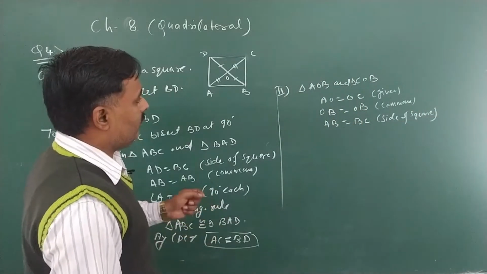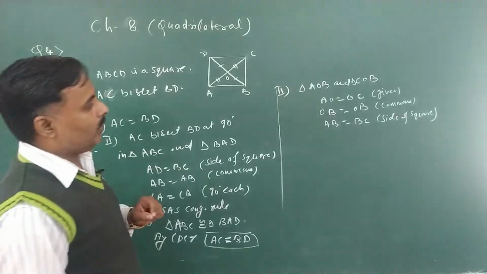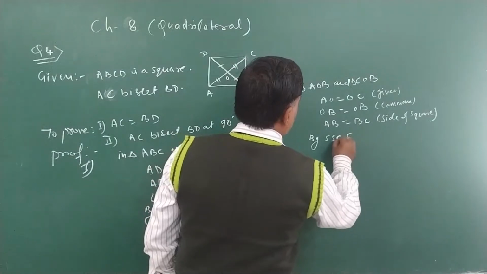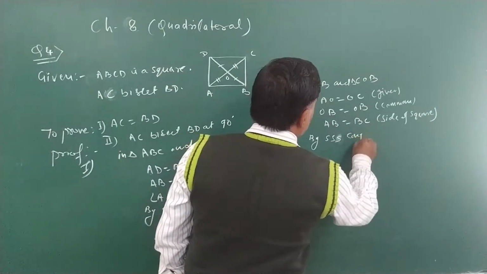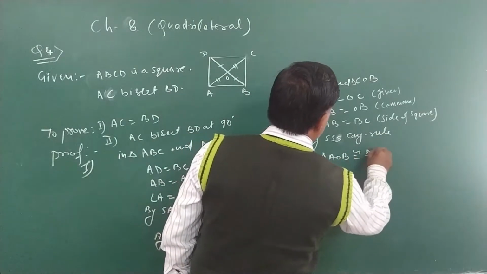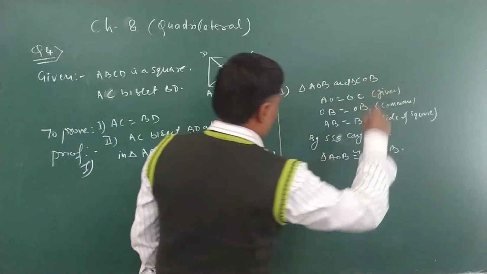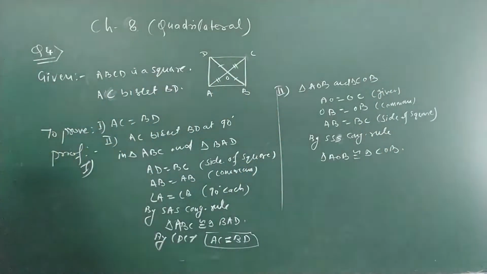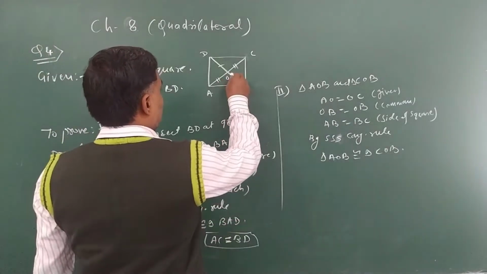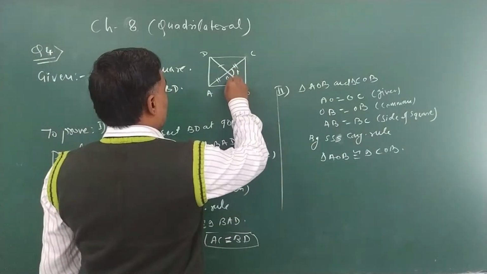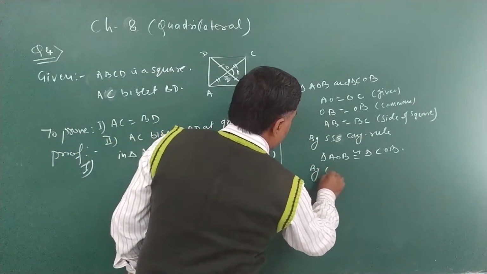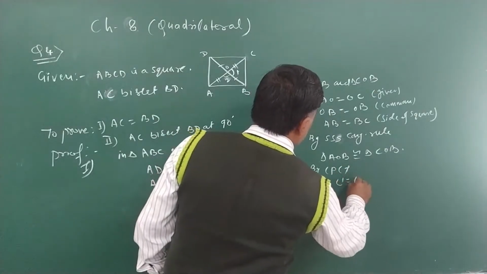AO is equal to OC, OB is equal to OB, and AB equal to BC, means all the sides are equal by SSS congruency rule. Triangle AOB is congruent to triangle COB. These two triangles are congruent, then we can say by CPCT, I'm just writing here angle 1 and angle 2. So by CPCT, angle 1 is equal to angle 2.